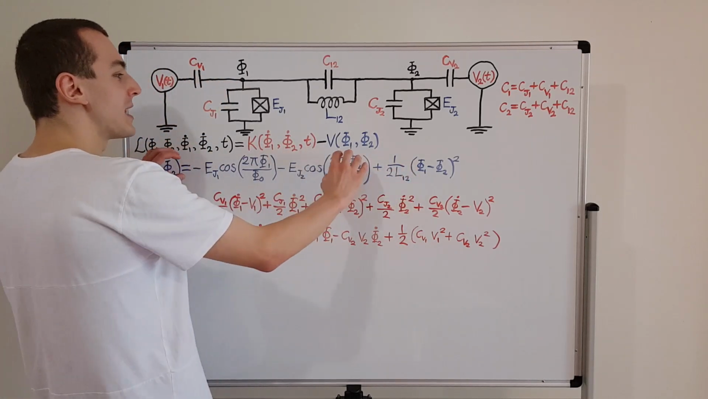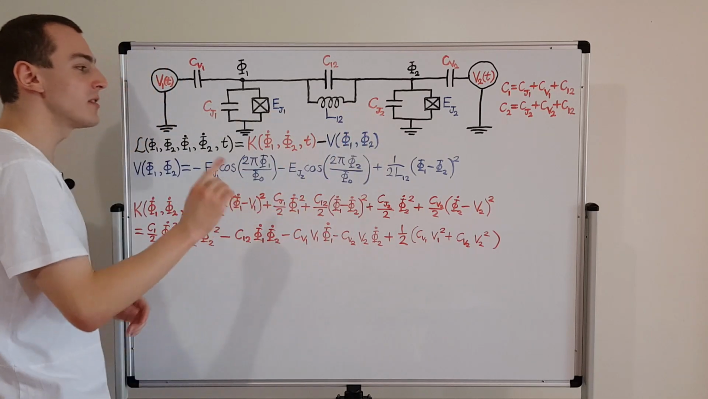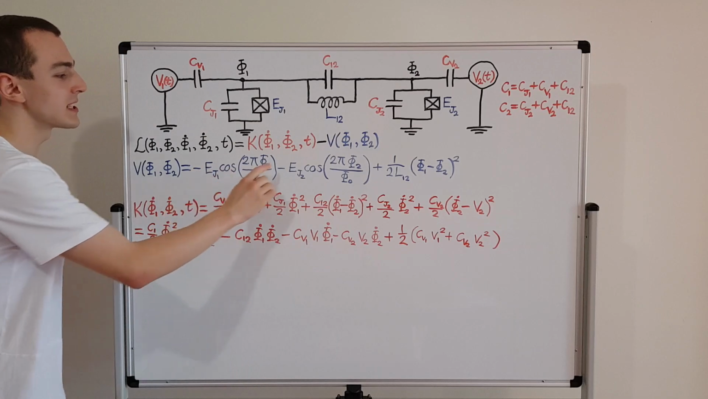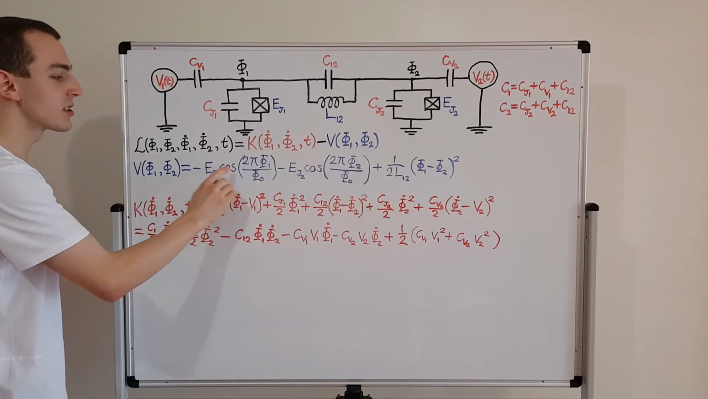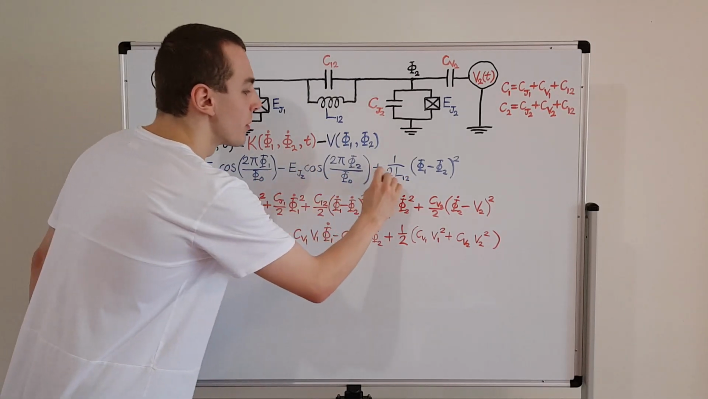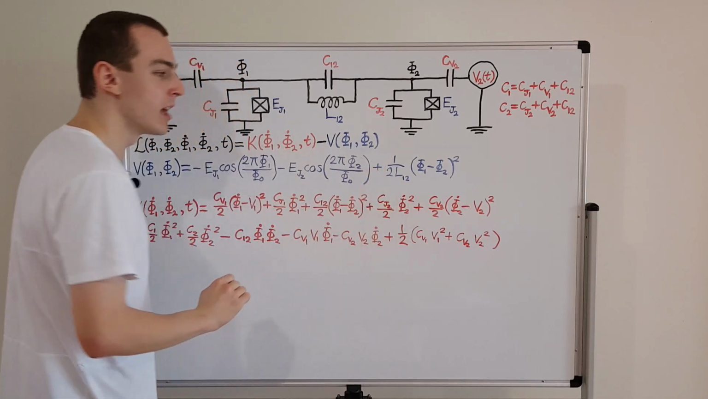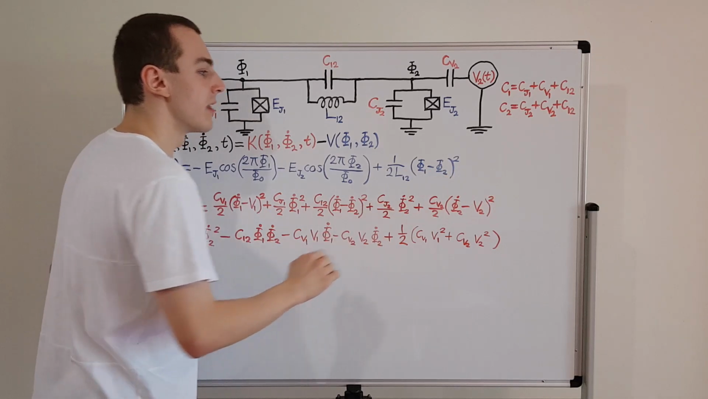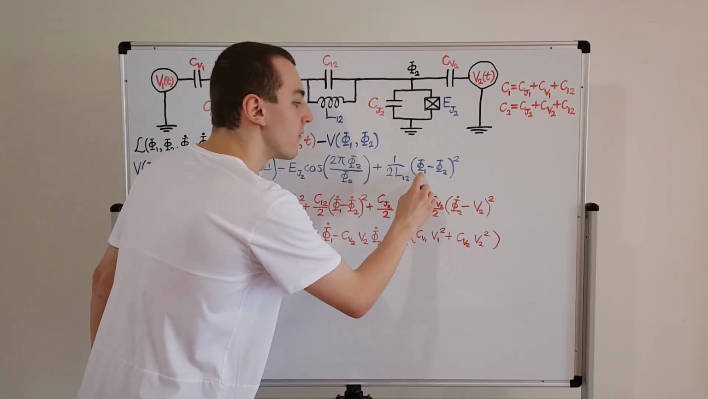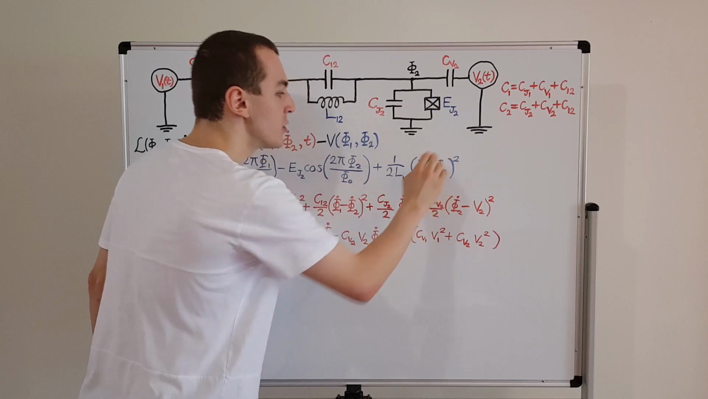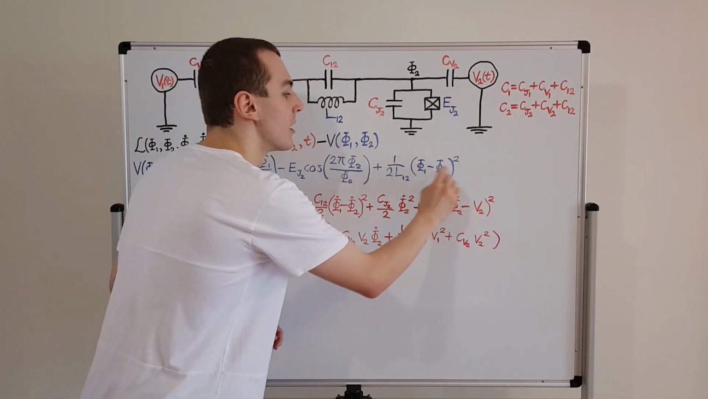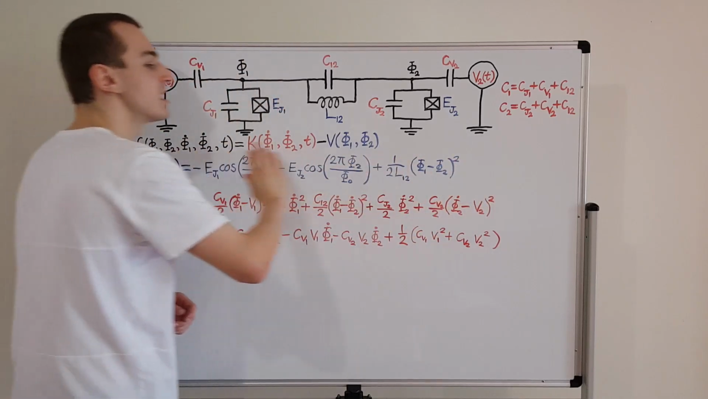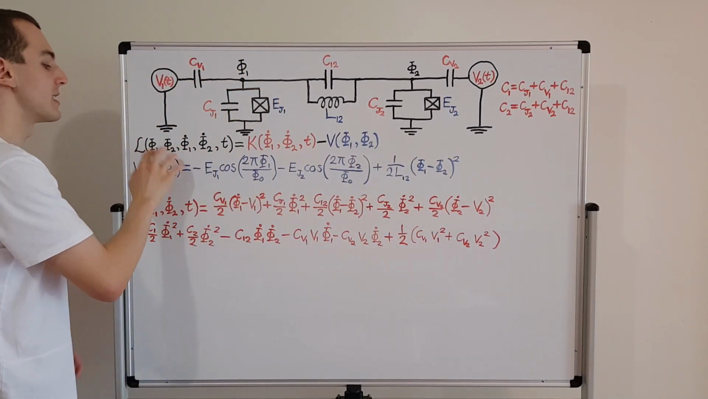When we substitute the potential energy into the Lagrangian, we have to keep track of this minus sign. So this minus sign will flip the signs of all of these terms. So we'll have plus cosine and plus cosine, and this will become a minus sign over here. We can also expand this term into three smaller terms. And those smaller terms are going to depend on phi1 squared, phi2 squared, and we're also going to have a mixed term that has phi1 and phi2. So that is all of the inductive energies, and that contributes to the potential energy.